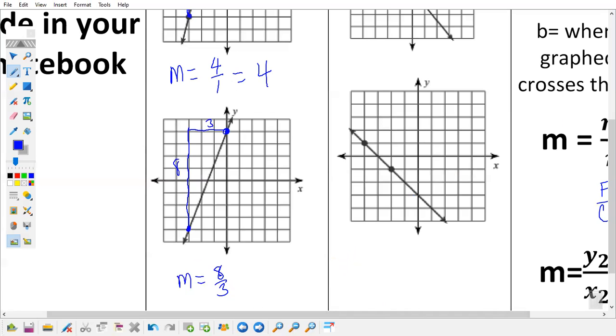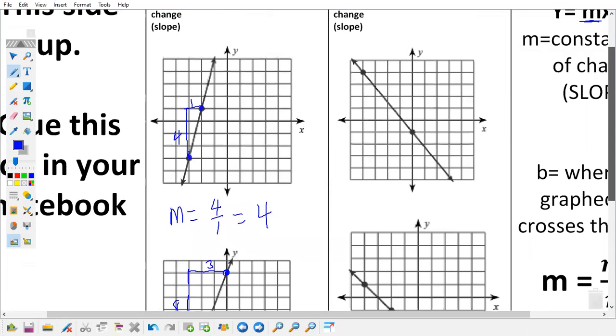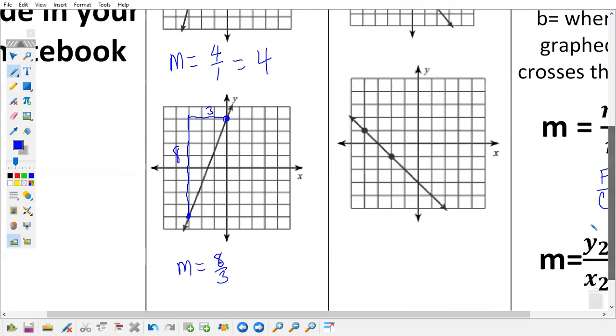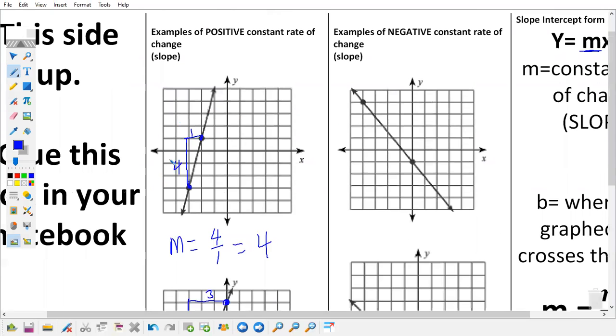Okay. When you look at these two positive slopes, you can see that our first example had a slope of 4, so it's a little steeper than the one with the slope of 8 over 3. The bigger the slope, the closer it looks to becoming a vertical line. Does that make sense? Yes. Oh, yeah.